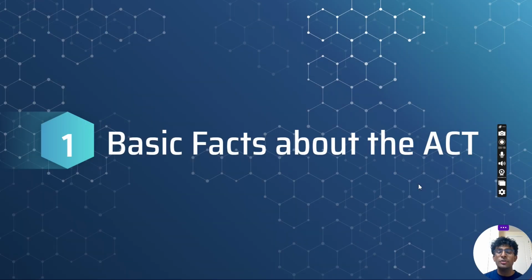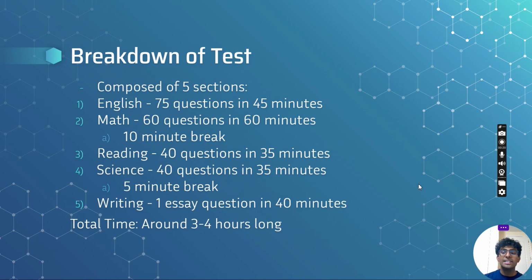So the breakdown of the test, it's 5 sections for the ACT, 4 required ones and 1 optional one. The first section that you're going to take is the English section. It's 75 questions in 45 minutes. So there's a lot more questions compared to minutes, but when we go over ACT English, I'll explain to you strategies to help you work efficiently through that section.